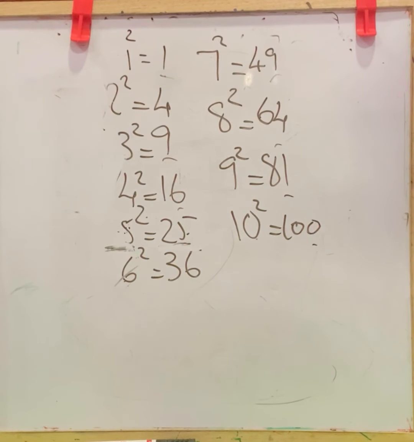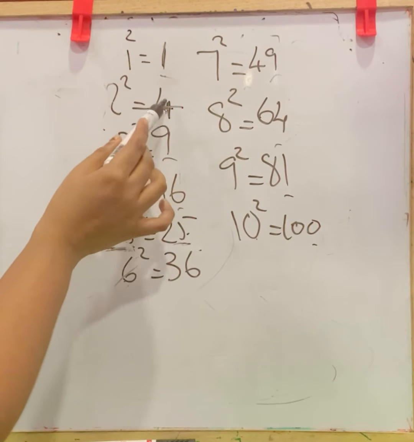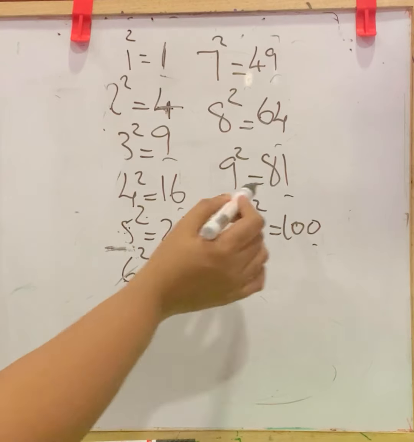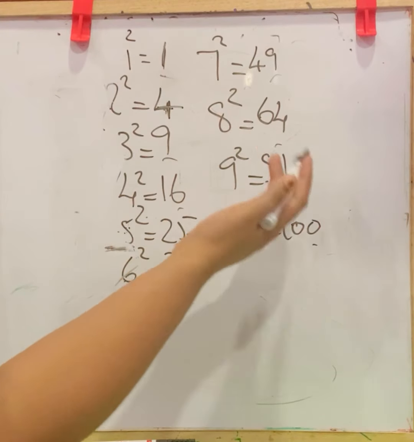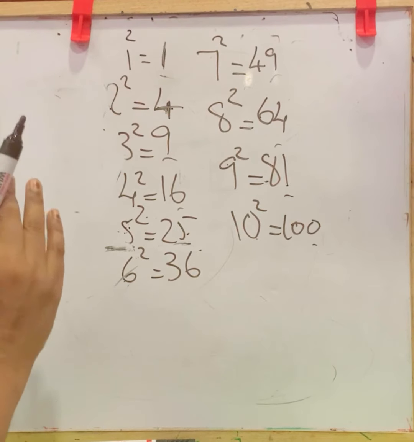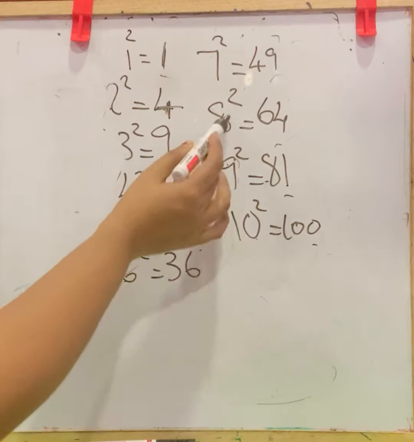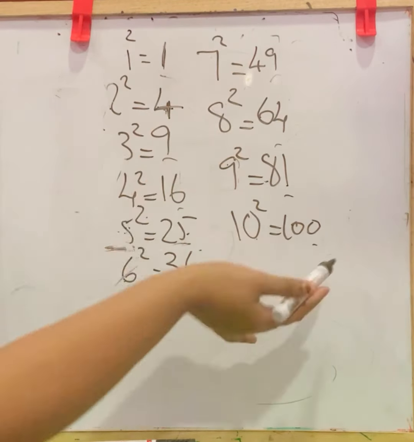Also, I will give you an introduction to square roots. Here, this is a perfect square. Example 4. The square root of 4 is 2. 81 is a square number. The square root of 81 is 9. So, what is a square root? The number which is multiplied by itself, that number is called the square root of the square number.